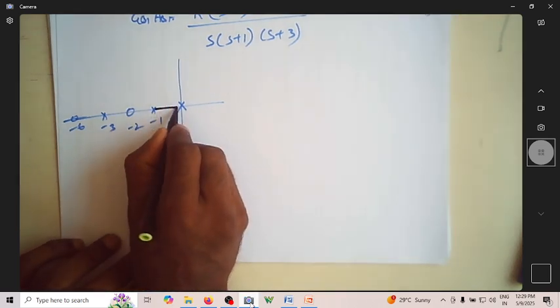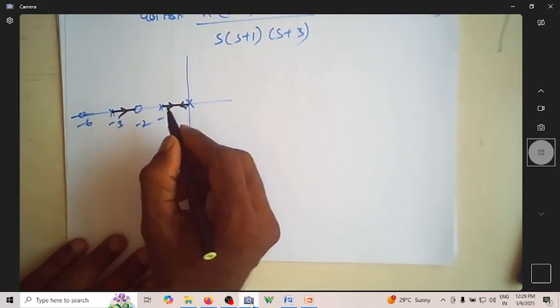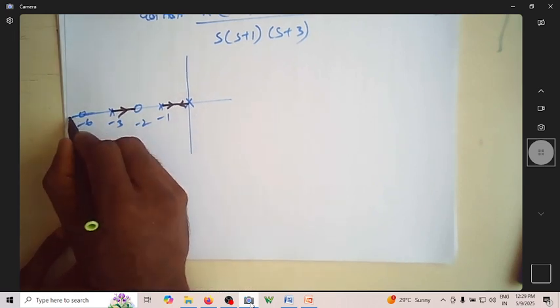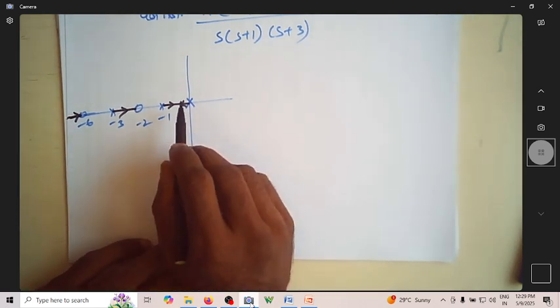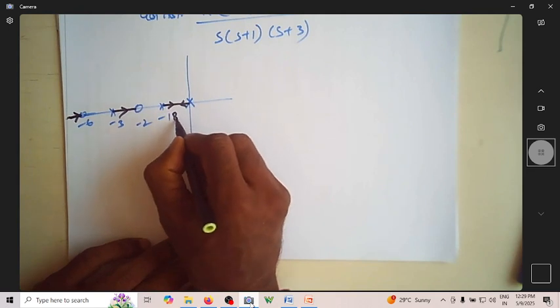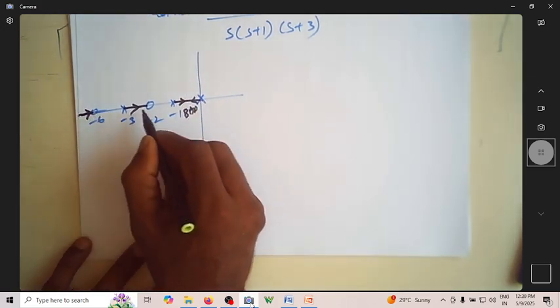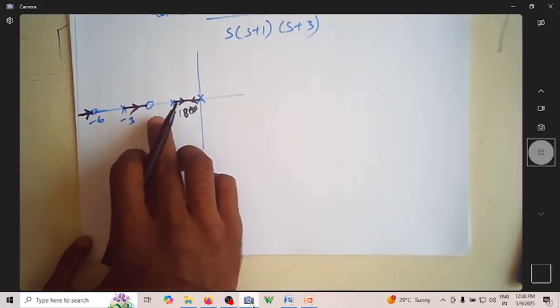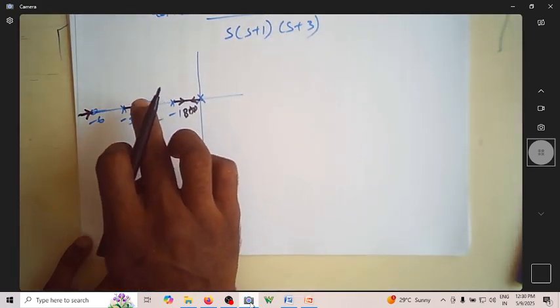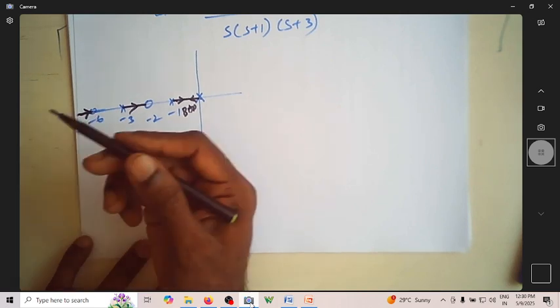Now here the root locus exists, here the root locus exists, and here also the root locus exists. Here also the root locus exists. Now we are looking at a breakaway point here between 0 and minus 1, and there is one more breakaway point after minus 6, because out of 3 loci, 2 will terminate at this zero and this zero, because one is already terminating. Out of these two, one will terminate at minus 6, other will go to infinity.